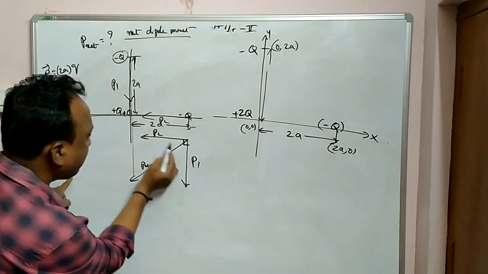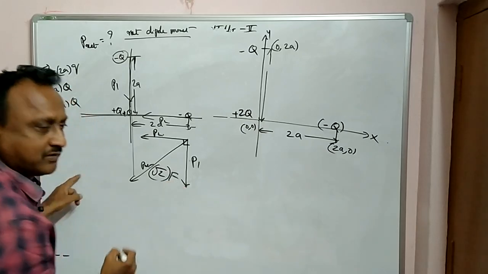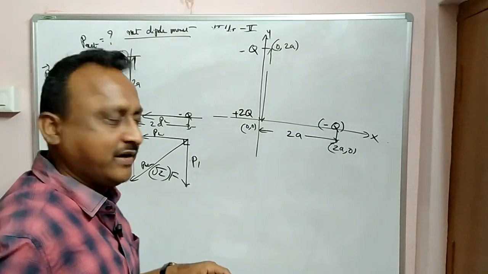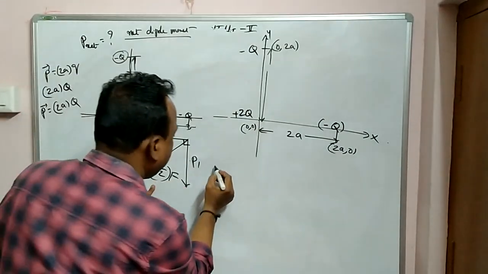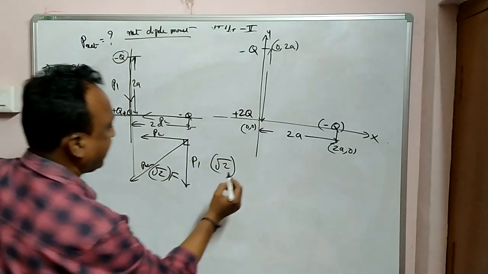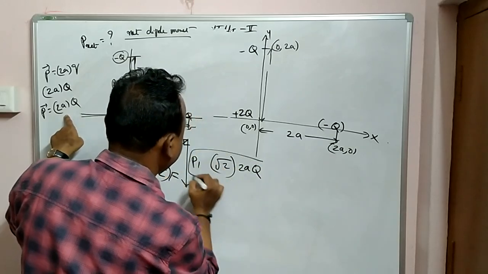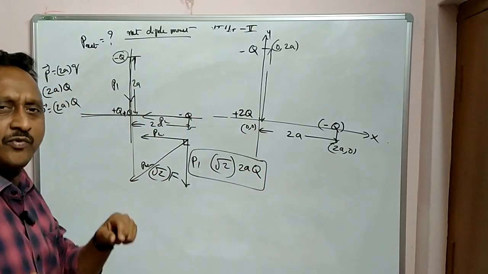Net ఎప్పుడు కూడా రెండు ఈక్వల్ ఫోర్స్ ఉన్నప్పుడు ఏమవుతుంది వాల్యూ? √2 into F అని చెప్పాను కదా మీకు ముందు న్యూటన్స్ లాస్లో. When two equal forces are acting, what is the value? √2 into F. What is F here? The net value. That is 2a into Q. So this is the net electrical dipole moment.